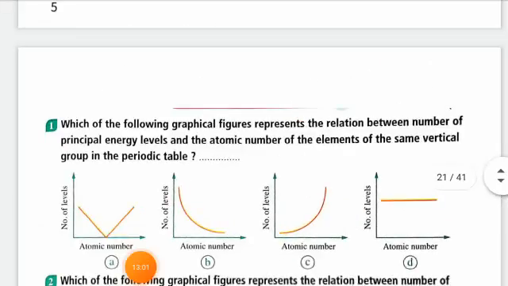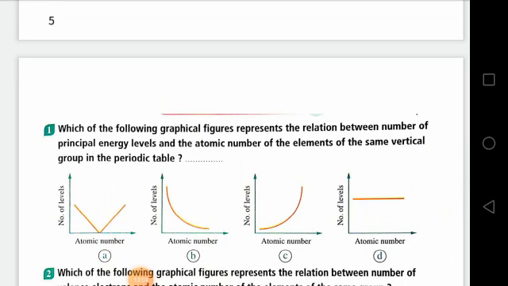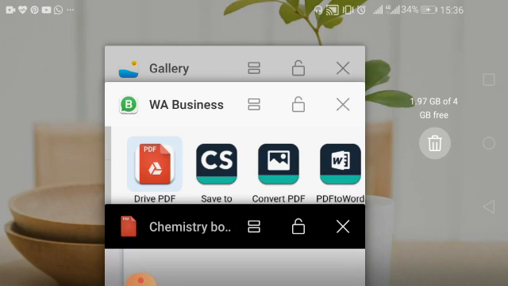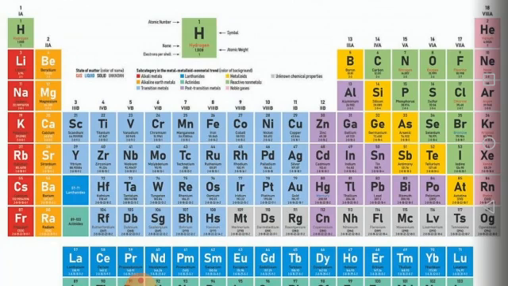For example, these graphs. The first question: which of the following graphical figures represents the relation between the number of principal energy levels and the atomic number of the elements in the same vertical group? We can see this in the periodic table, group 1A. This is one group, like one family. They are similar in their properties due to the similarity in the number of valence electrons. All the members of 1A have 1 valence electron.